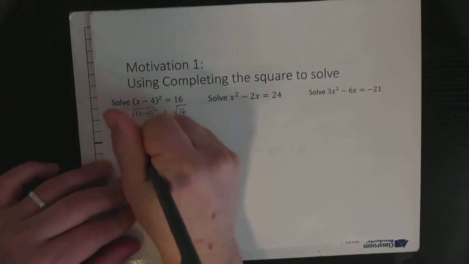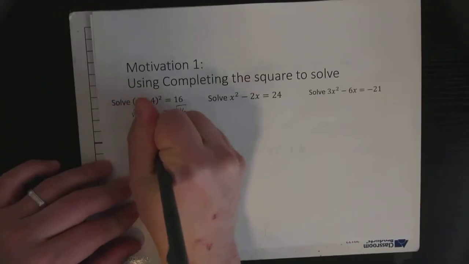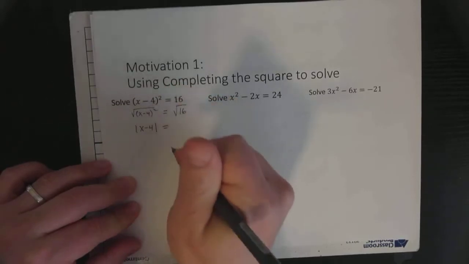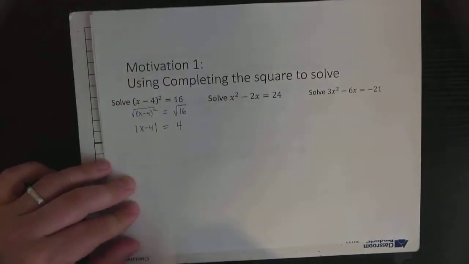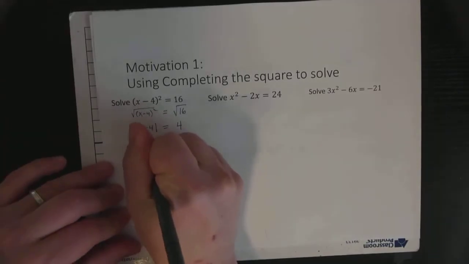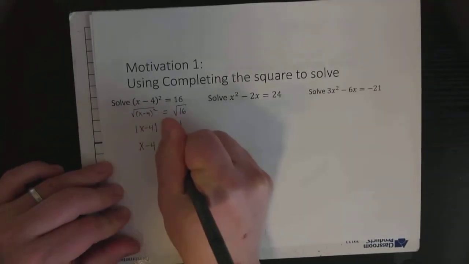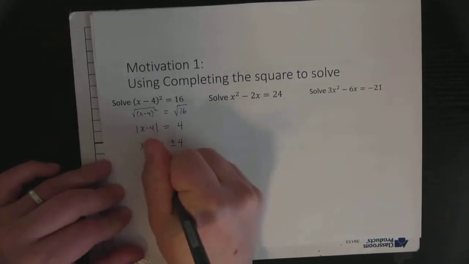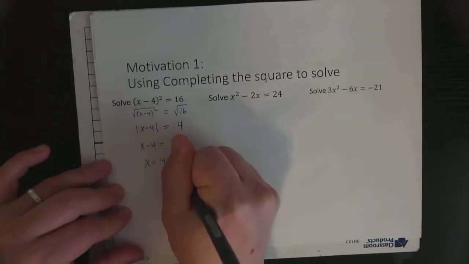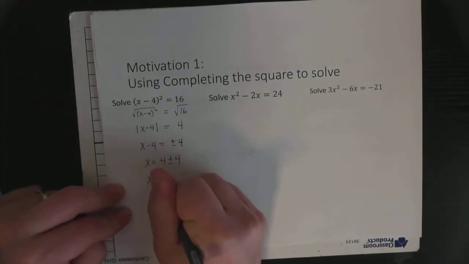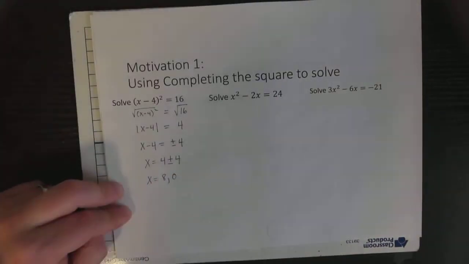And so if you remember, this will give us the absolute value of x minus 4 equals the square root of 16, which is 4. And so to solve this absolute value equation, we get x minus 4 equals plus or minus 4. And so x equals 4 plus or minus 4 by adding 4 to both sides. And so I will get x equals 8 or x will equal 0.